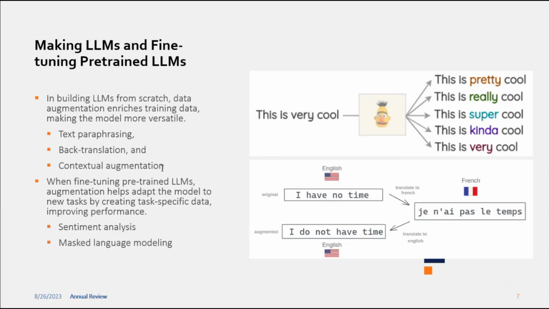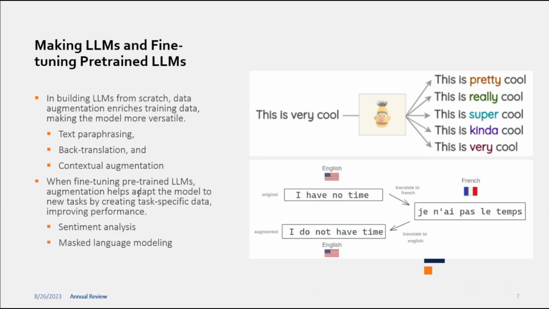First, when we are building an LLM from scratch, data augmentation enriches the training data, making the model more versatile. Techniques like text paraphrasing, back translation, and contextual augmentation come into play here.